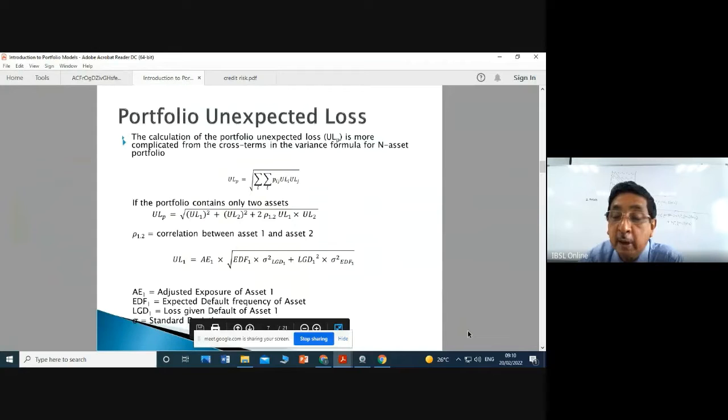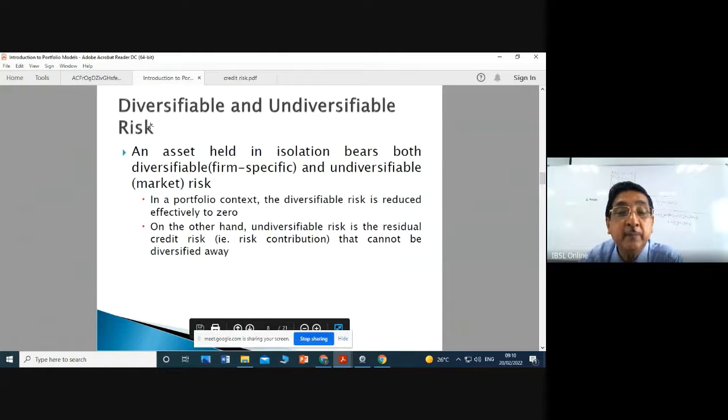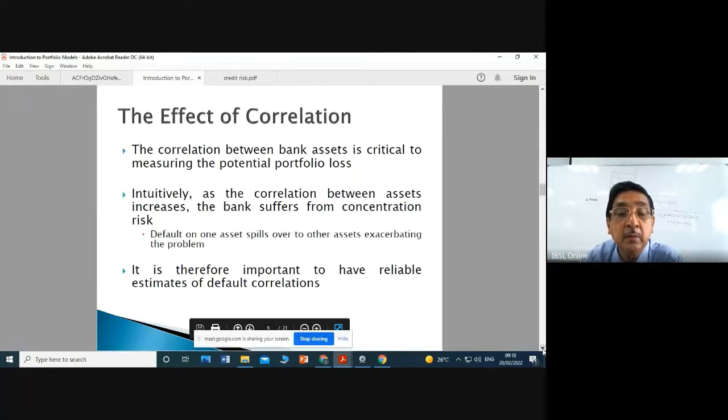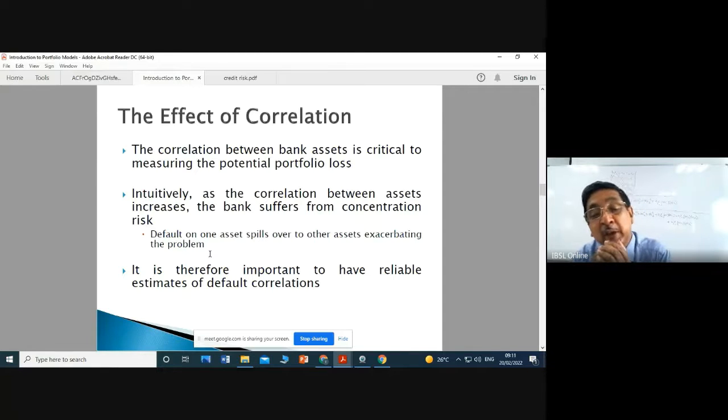Right. Now, when you go into the risk, diversifiable and undiversifiable risk, I think we have already talked about this. The effect of correlation between bank assets is critical to measuring the potential portfolio loss. Intuitively, as the correlation between assets increases, the bank suffers from concentration risk. So the real phenomenon here is that default on one asset spills over to other assets, exacerbating the problem.